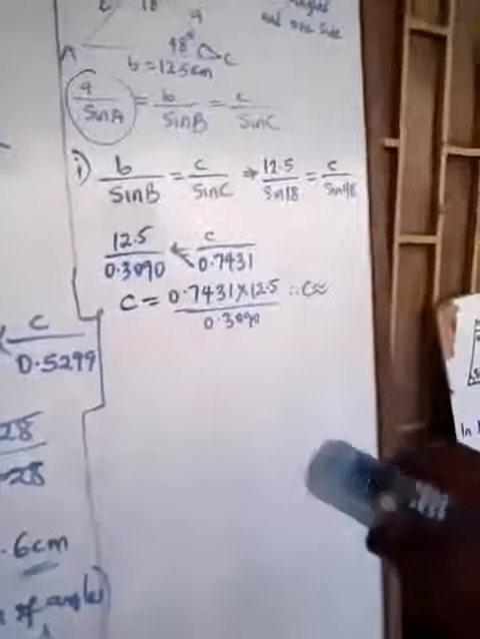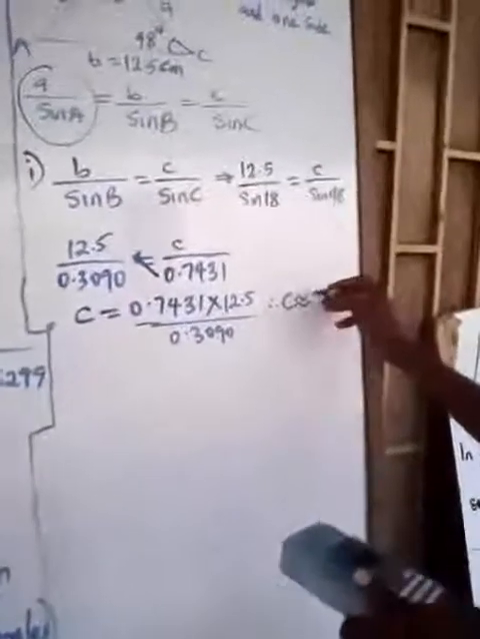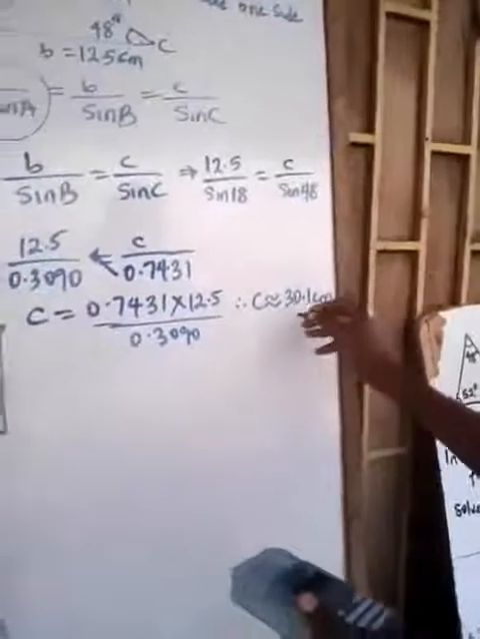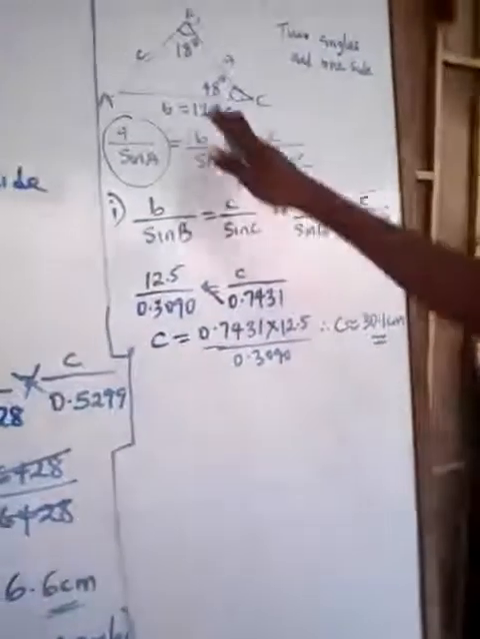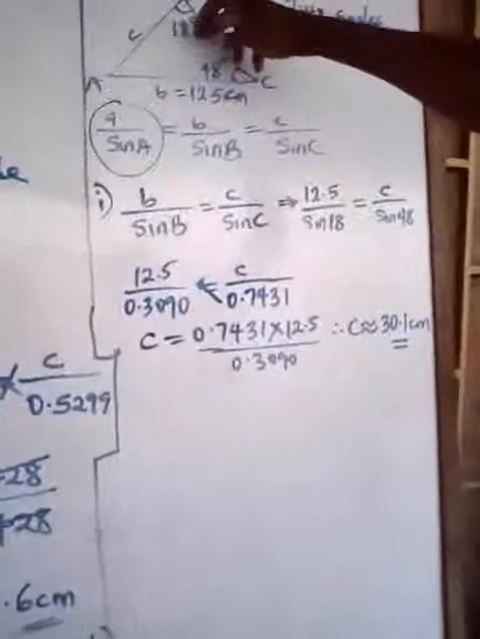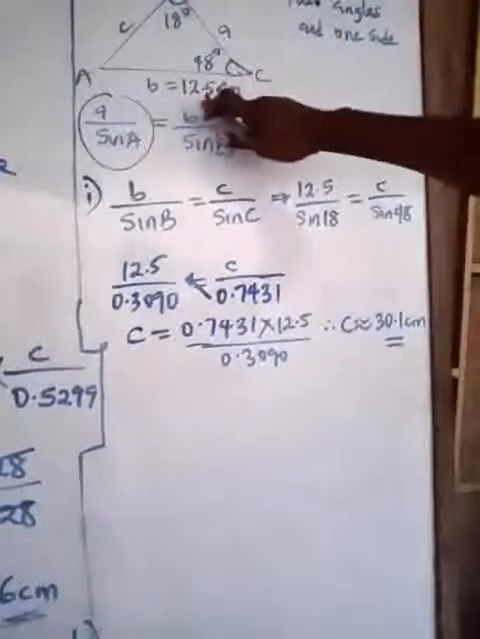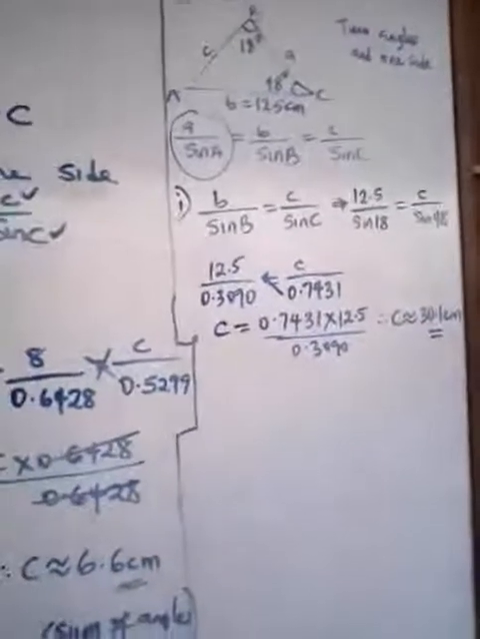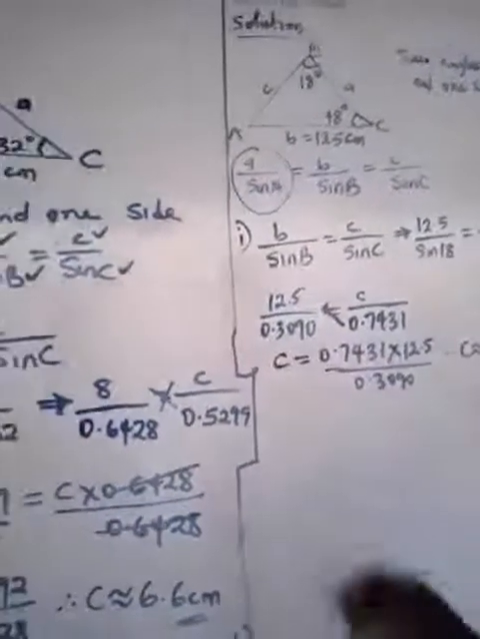Okay, so I have to confirm. We'll get 30.1. But it makes sense because this is 48 degrees, this is 18 degrees. So 18 gives us 12.5, which means this one should be larger than that 12.5 because the angle has increased.